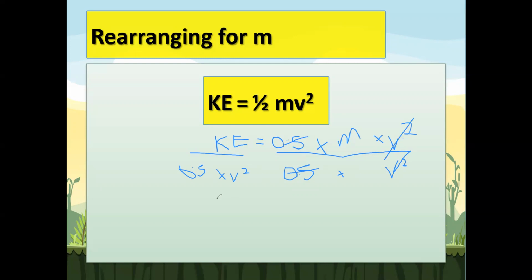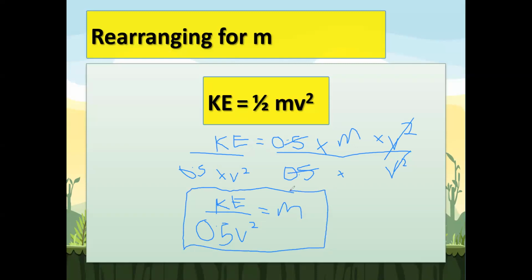So you're going to get KE, kinetic energy, divided by 0.5 V squared is equal to mass. Okay, so now M is the subject. So now you can find the value of the mass by dividing the kinetic energy by 0.5, and then you times it by the square of the velocity.